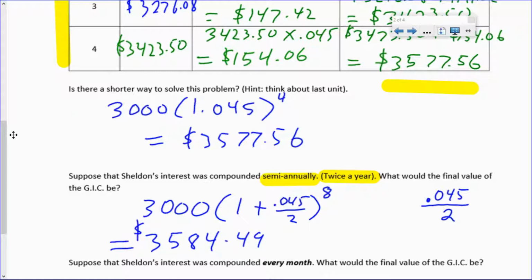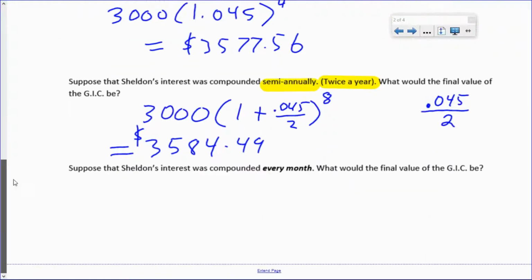Now, I think the next question seems pretty obvious. What about if it's compounded every month? Why not get his interest at the end of every single month, have that added to his balance so that it can collect interest as well? This is probably what happens if you have a savings account. Likely you notice at the end of the month your interest is put in the bank account and then it starts collecting interest as well.